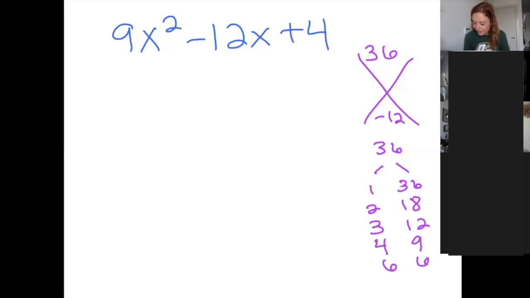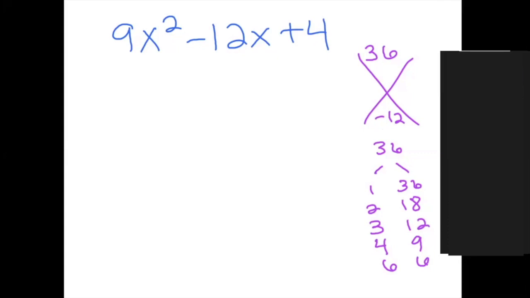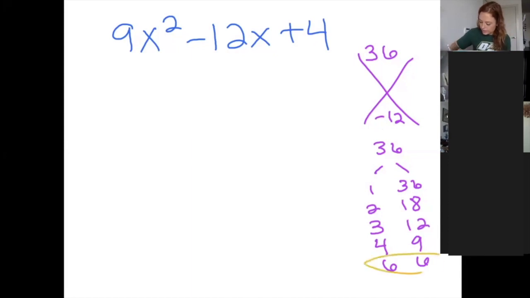Now because that 36 was positive up here, we need to find the ones that add to negative 12. Which ones add to negative 12? 6 and 6. And because this is a negative, that means they both have to be negative, because negative 6 minus 6 would give me negative 12. So I'm going to fill in my x, negative 6, negative 6.